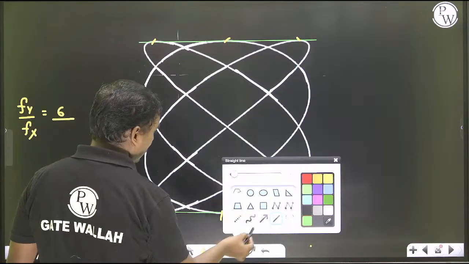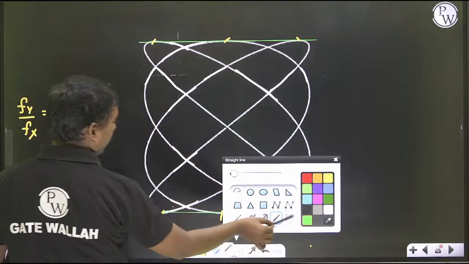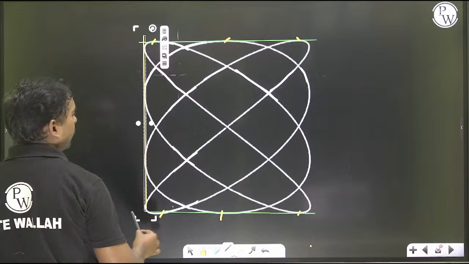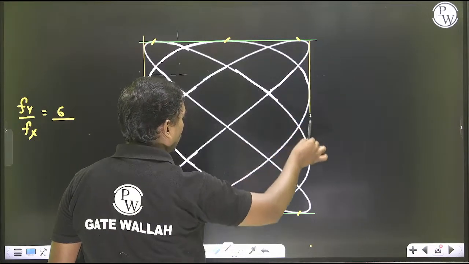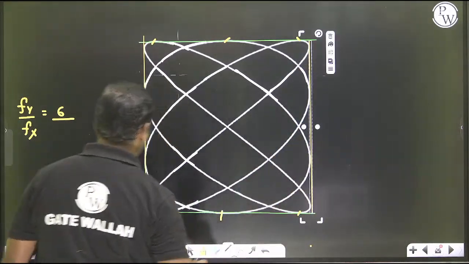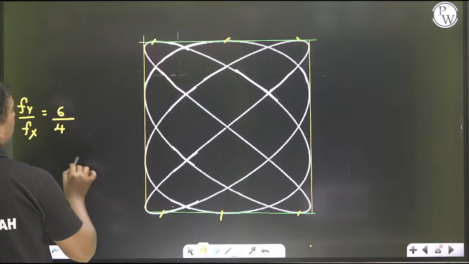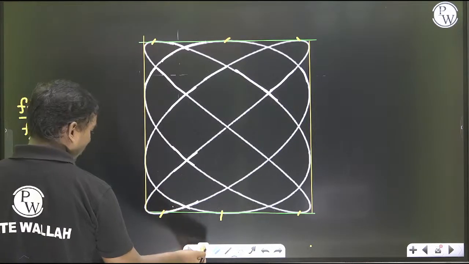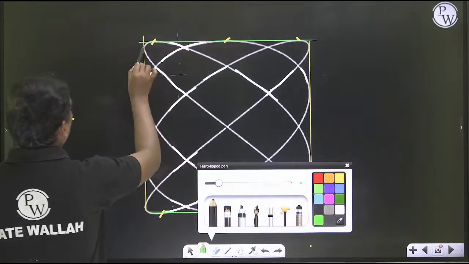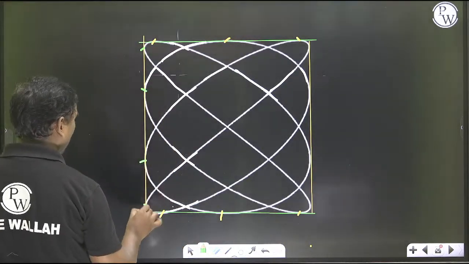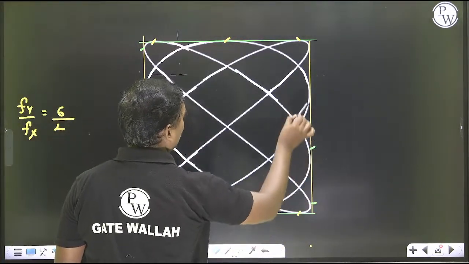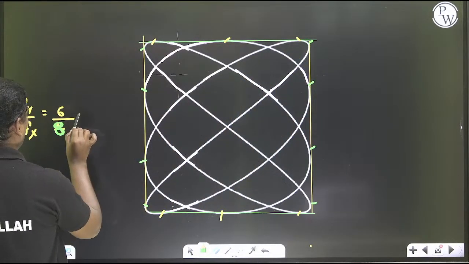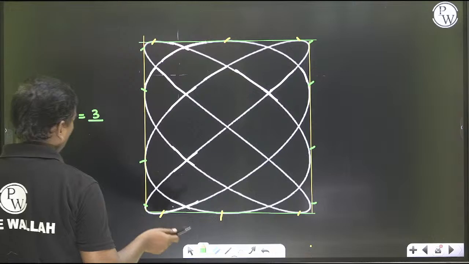Next, vertical tangencies. Vertical tangents, if you take 1, 2, 3, 4. Okay, it's 4. Sorry, here vertical tangents, if you take 1, 4, 2, 4; 4 plus 4 is 8. Answer is 3 by 4.